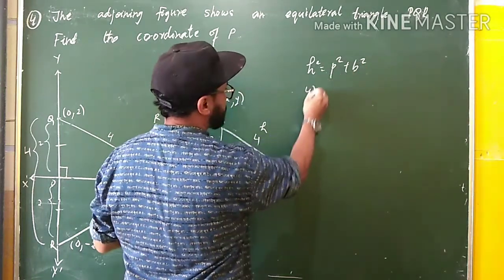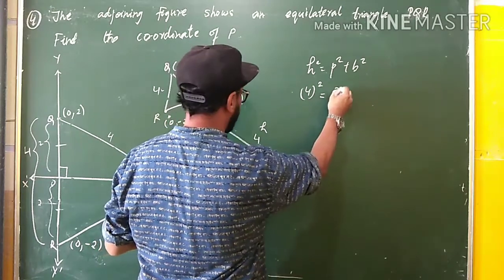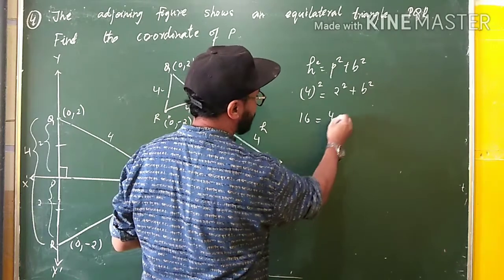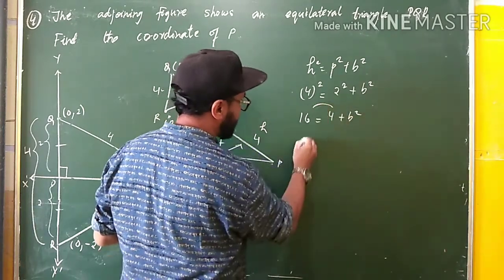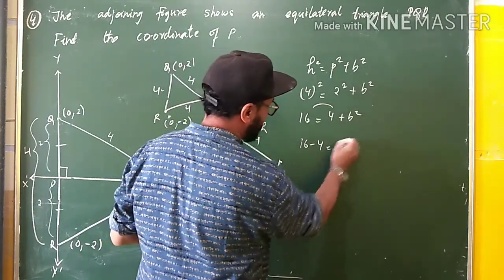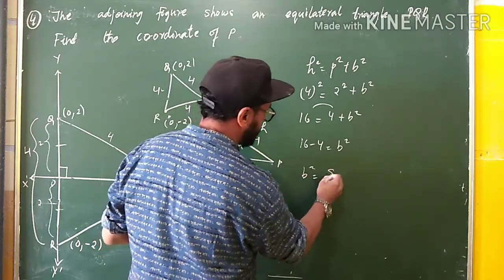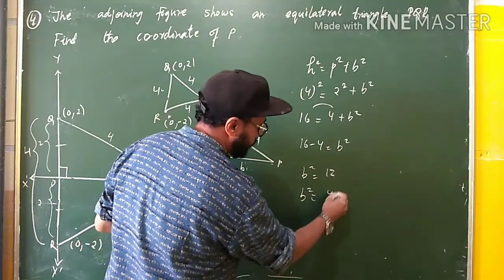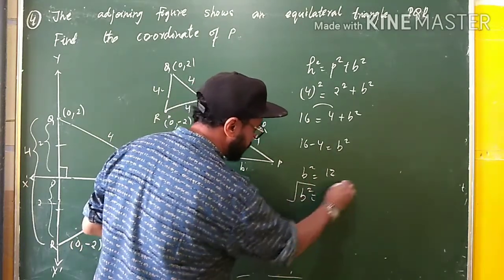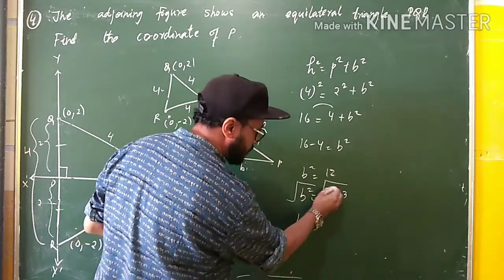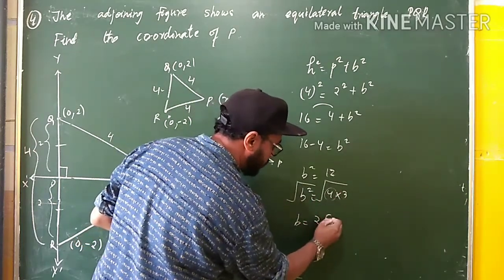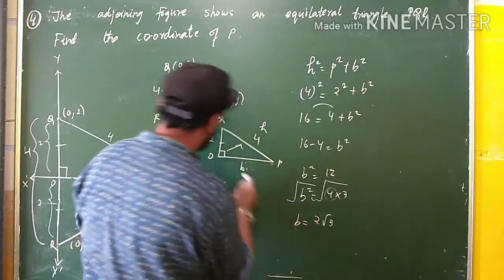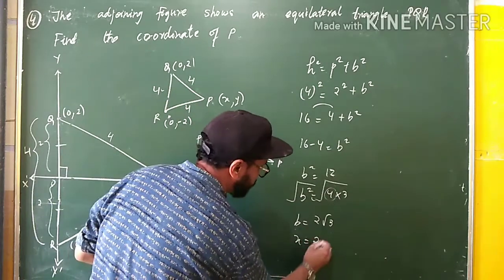Now h is your 4 squared, p is your 2 squared, plus b we are finding. So 16 is equal to 4 plus b squared. If you take this to this side, 16 minus 4 is equal to b squared. So b squared is equal to 12. Alright. So if you break this 12, 4 into 3. Now we can take the square root on both sides. b is equal to square root of 4 is 2, and square root of 3 we don't have, so let's keep it as 2 root 3. So we got the value of b, which is nothing but x, which is 2 root 3.